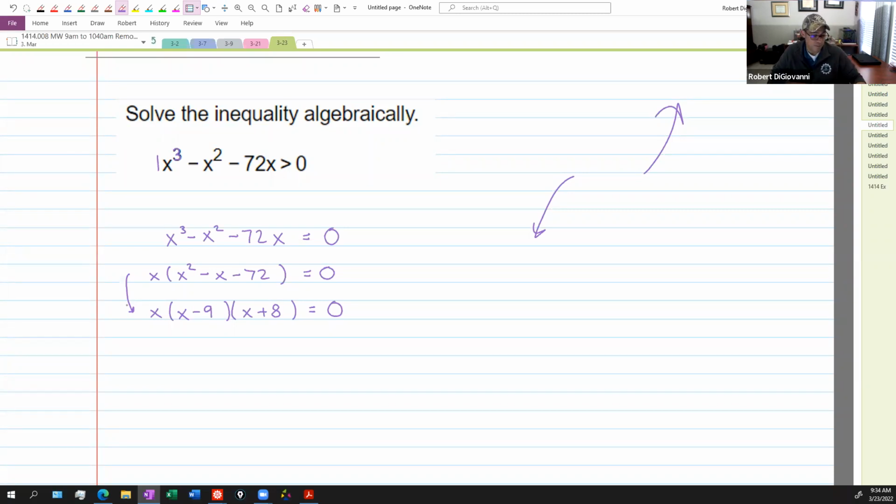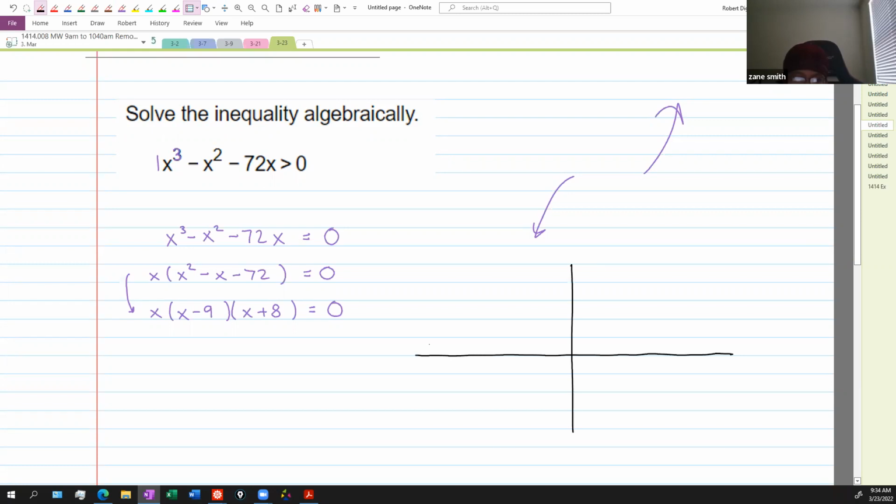All right, what can you tell me? What do you know now? Can anybody tell me, if I just start drawing this, what I have here? If you set the X minus 9 and the X plus 8 equal to 0, you have your X-intercepts. So what are the X-intercepts? Positive 9 and negative 8. There's one more. Oh, and 0.